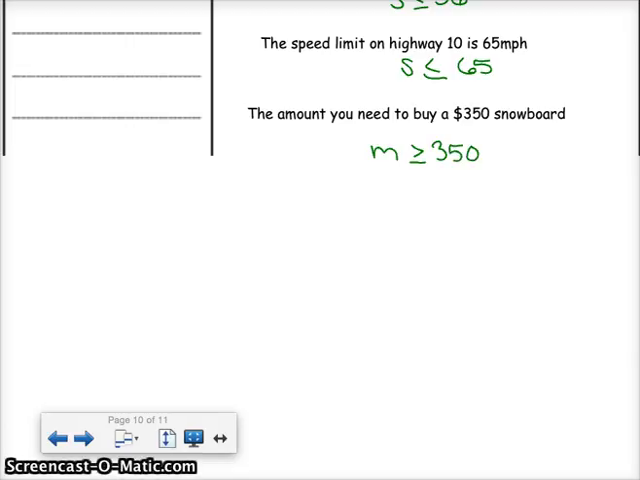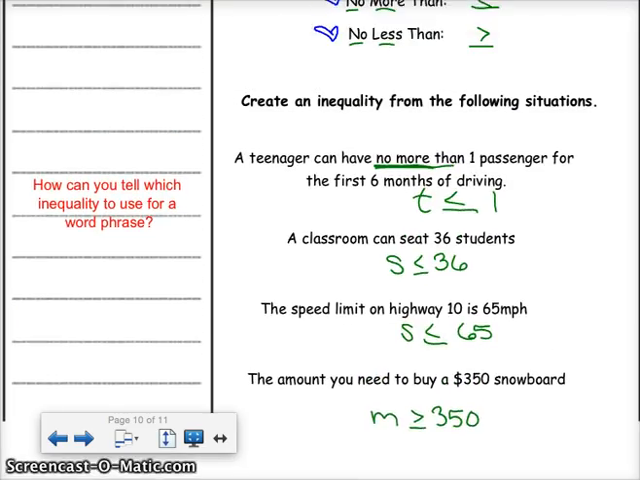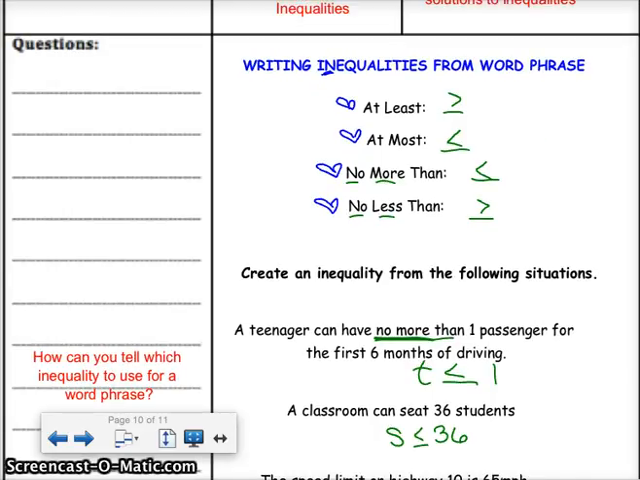So do you feel like if I give you a word phrase, that you can turn it into an inequality? Please remember, when you're given a word phrase, you can always check all those vocab words to see which inequality symbol you would use.